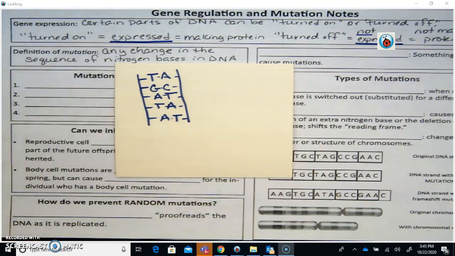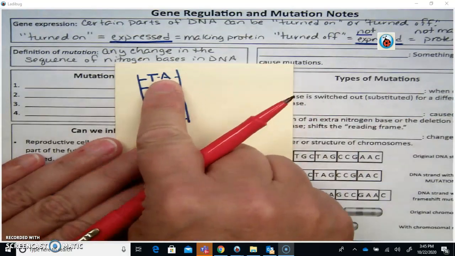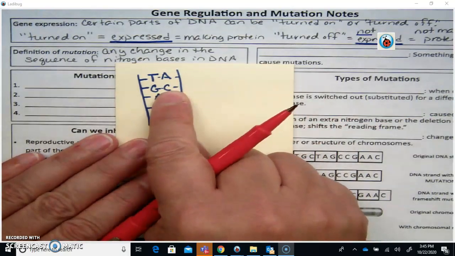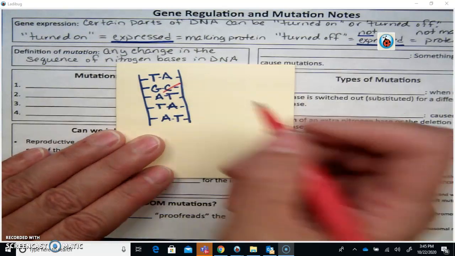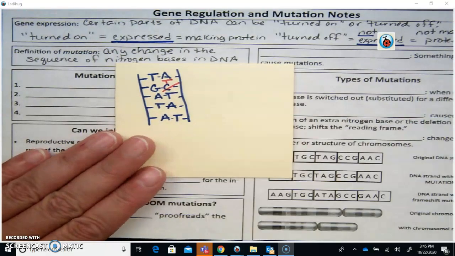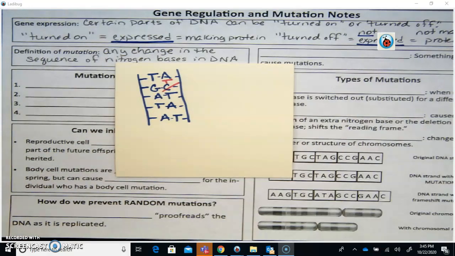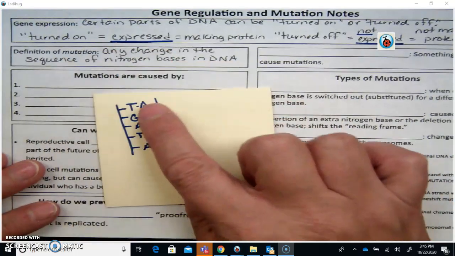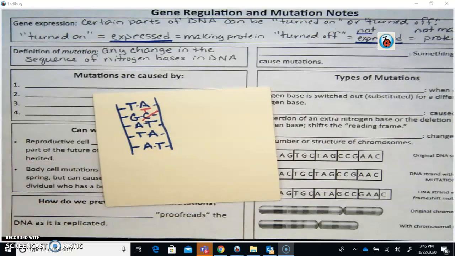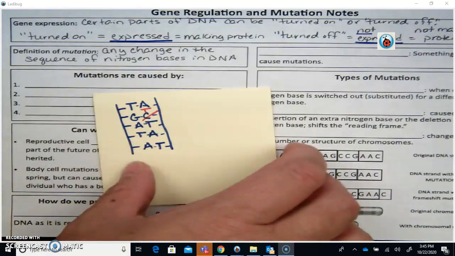So what we're talking about is a mutation is when, and it can occur in different ways, but for example, one mutation would be when a nitrogen base changes. So for example, it's supposed to be a cytosine there. Well, what if the cytosine is not there and instead there's a thymine? Okay, a thymine took its place. That would be considered a mutation because, again, it's a change in the sequence of nitrogen bases. So the order of nitrogen bases is not correct, is not what it should be. Now, this is just one type of mutation. There are other types that we're going to go over.